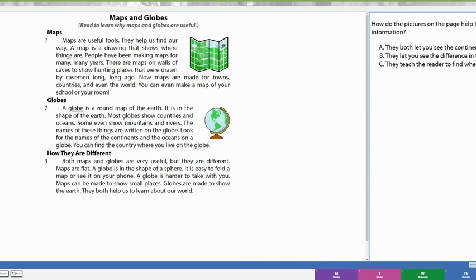You're going to either write down A, they both let you see the continents, or B, they let you see the difference in the two, or you're going to write down C, they teach the reader to find where they live. Pick one of those answer choices, write the whole sentence down on Thursday.